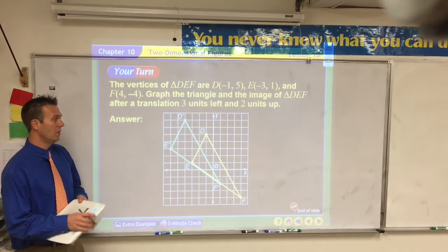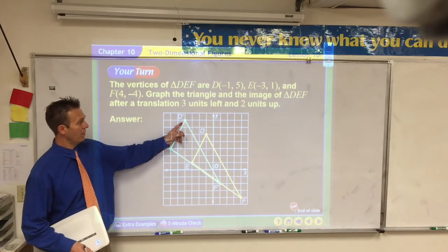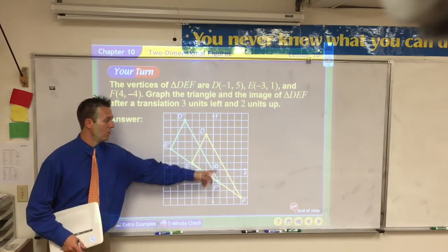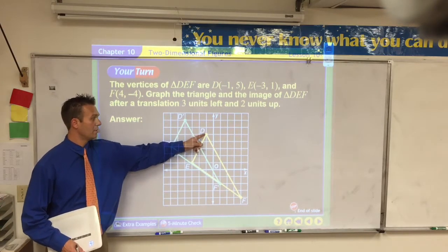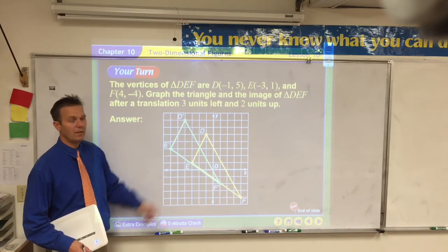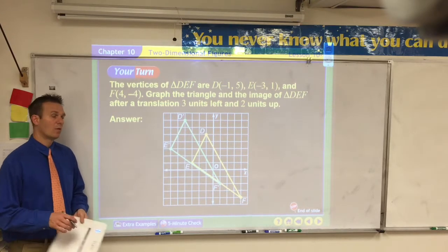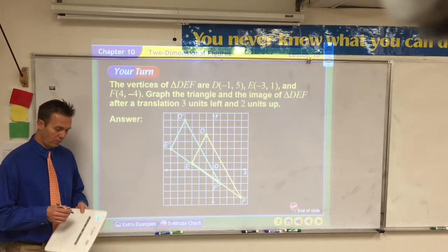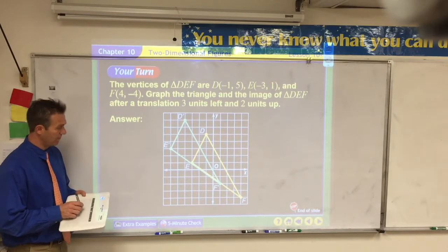And this is what it should look like, okay? So you'll know it went 3 units to the left, so your original is the yellow one. The D to D prime is 1, 2, 3, and 2 up. And you'll notice that all of them work that way. So you got that answer, you're well on your way to understanding translations.